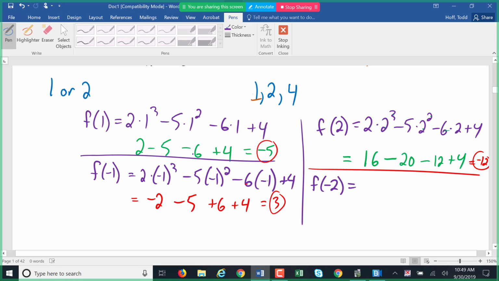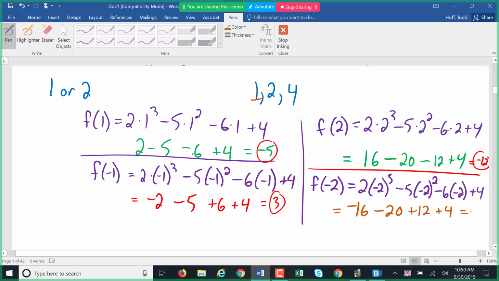F of negative 2 equals 2 times negative 2 to the third minus 5 times negative 2 squared minus 6 times negative 2 plus 4. Well, negative 2 to the third is negative 8 times 2 is a negative 16. Negative 2 squared is 4 times negative 5 is negative 20. Negative 6 times negative 2 is a positive 12 and plus 4. That ends up being negative 20. So negative 2 is not it at all either.